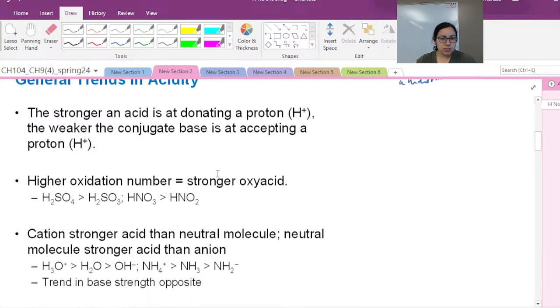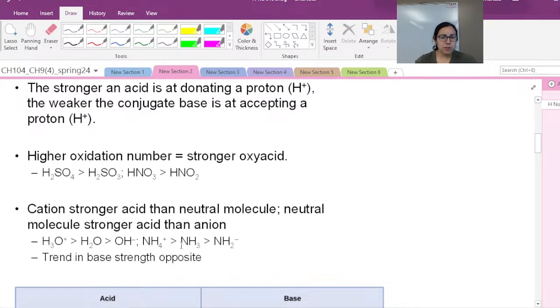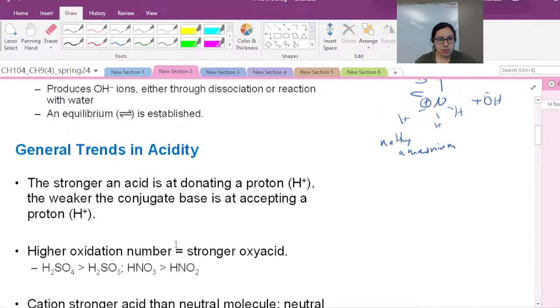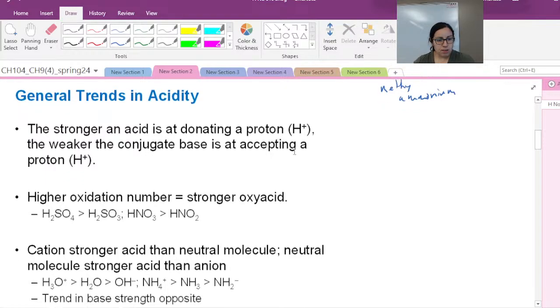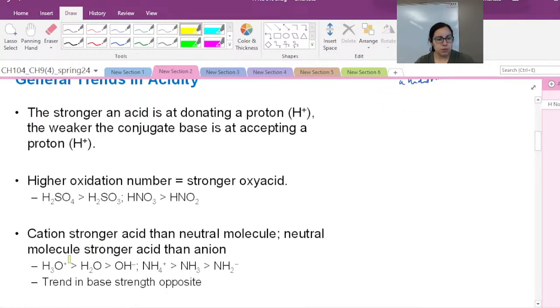And then this is just general trends to help you. Other things to note: if it's positive, here's what I'm looking for. A cation is a stronger acid than a neutral molecule. All that's saying is if it's positively charged, then it tends to be an acid. So ammonium is an acid, and then this is a base, and this would be even more of a base, is what it's saying.